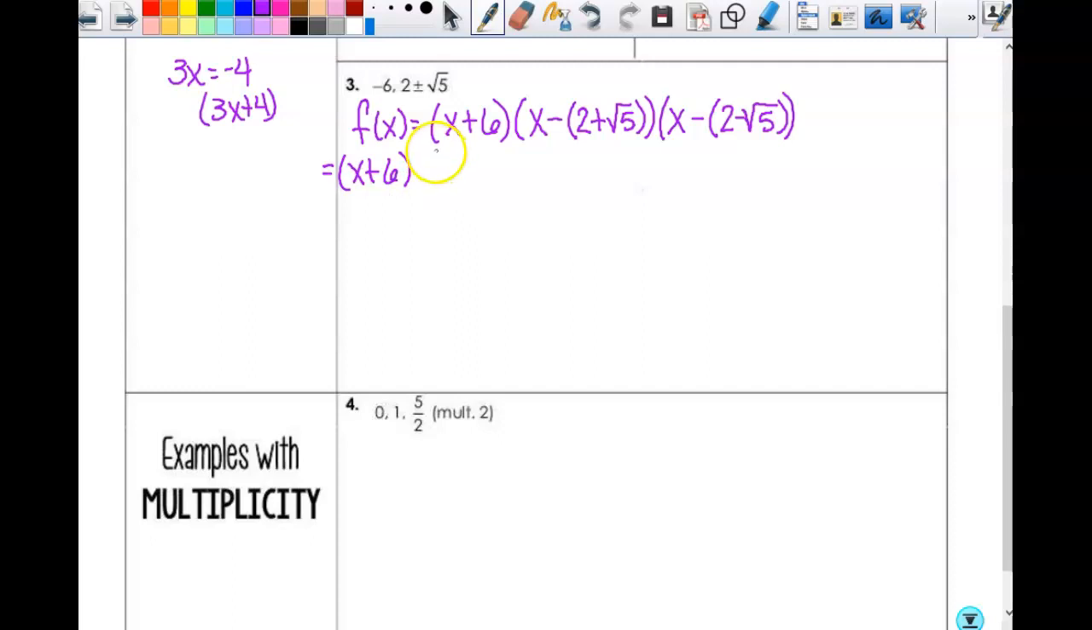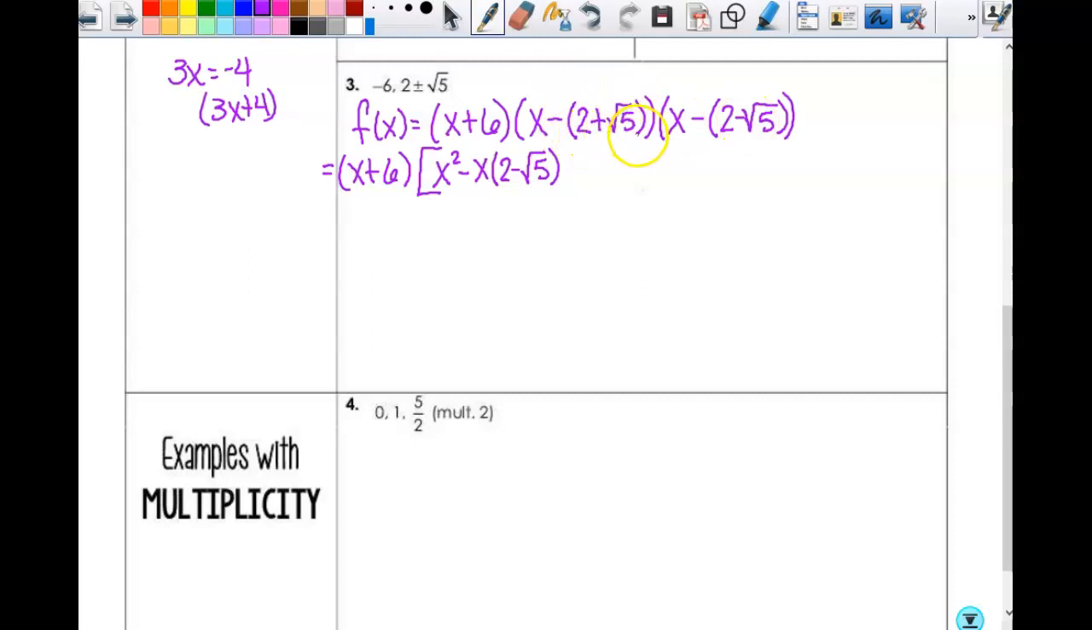All right. And then we're going to multiply. So I'm going to start by multiplying x times each one of these. So x times x is x squared. X times a negative 2 minus square root of 5 is going to be negative x times 2 minus the square root of 5. So I've multiplied x times both of these terms. Now I'm going to multiply this by both of these terms.